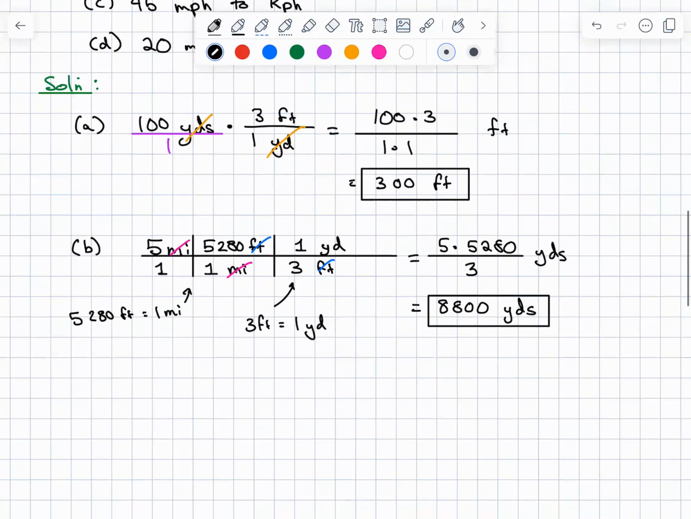So C, 45 miles per hour into kilometers per hour. Does anybody know how many kilometers there are in a mile? Like 0.6. Very close. 1.61. Oh, so you got the 0.6. I'm very impressed with that. I don't know that off the top of my head.